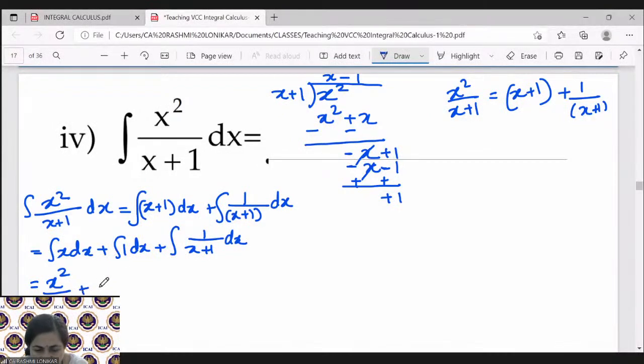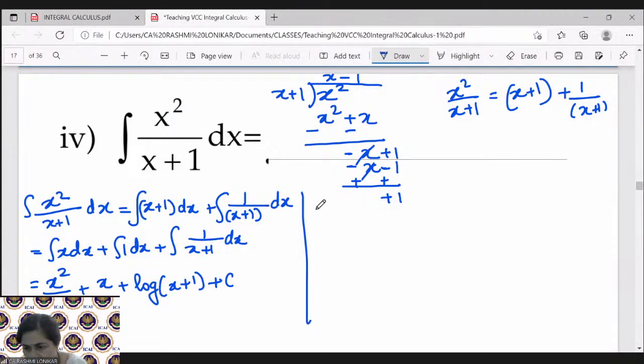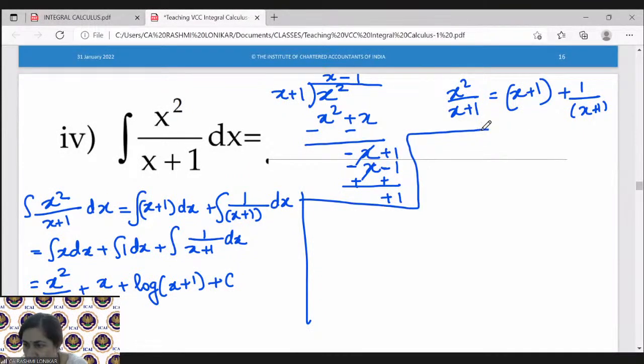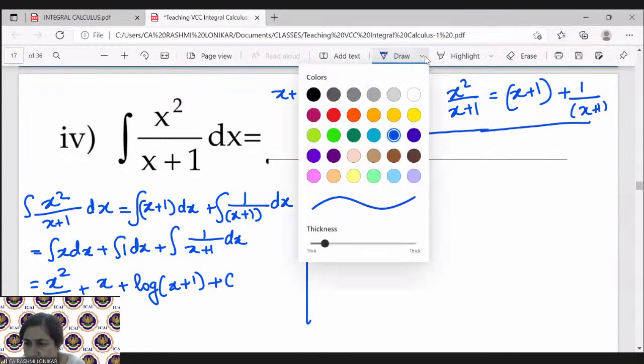Integral of 1 dx is x, and what will be the integral of this? It will be log of x plus 1 plus c, because integral of 1 upon x dx is log x, and here it is an integration of 1 upon x plus 1, so it will be log of x plus 1. Okay, so this is the method where I have done the actual division. Now if you are comfortable, you can also use this method.